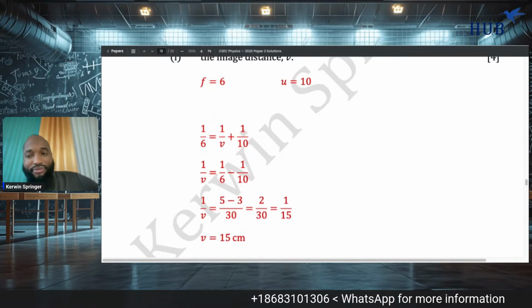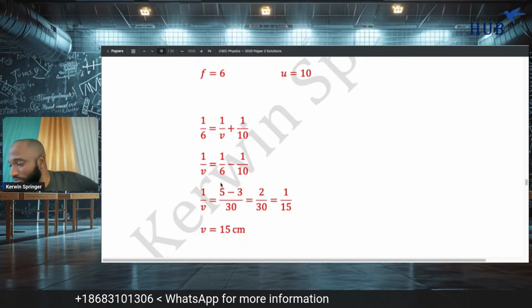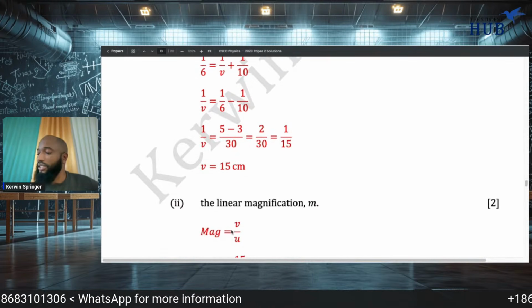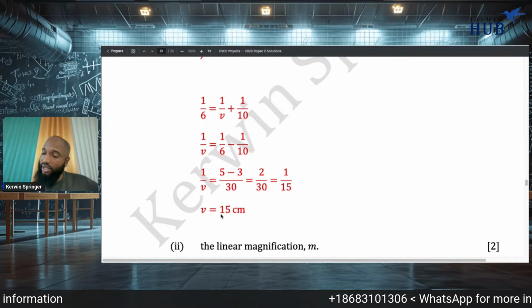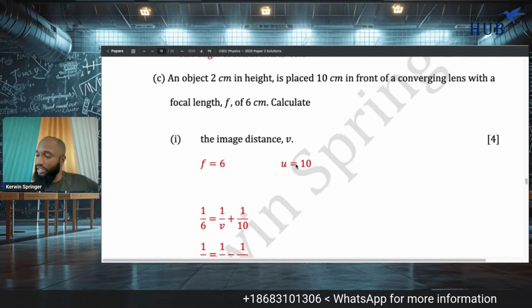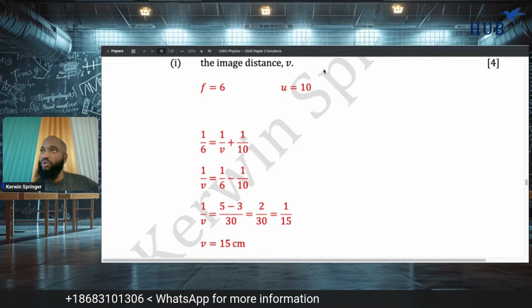Ariana, you understand? Oh, yes. All right, you look like you're spacing out. All right, so V is equal to 15. Great. And then the linear magnification. So if V is 15 and U is 10, what is the magnification? You can just watch it and see.